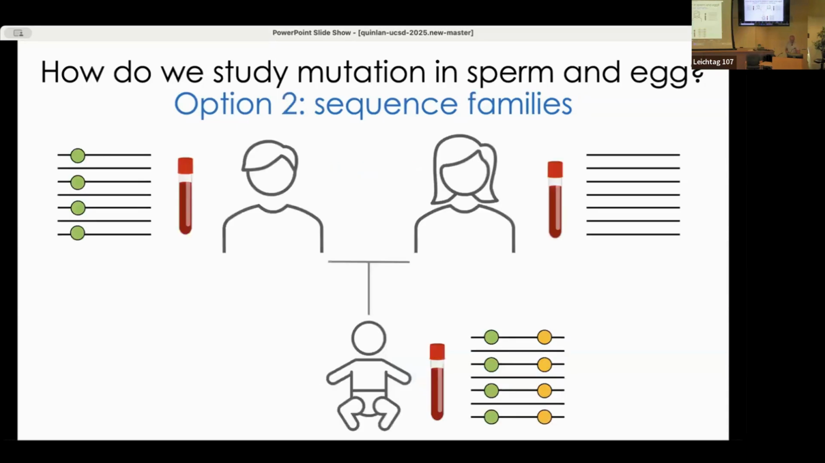Another way of studying mutation in sperm and egg is what most of the community has done, where you collect DNA from mom and dad and kid, and you look for situations like this yellow mutation allele that's present in the baby, but not in either parent. And then you can figure out whether it arose on sperm or egg by linkage. You look at the reads and you ask, is there some other adjacent allele that's on the same read, thus the same haplotype, that we can unambiguously attribute to one parent or the other? And in this case, we can infer that that mutation arose on sperm because the linked green allele could only come from dad.